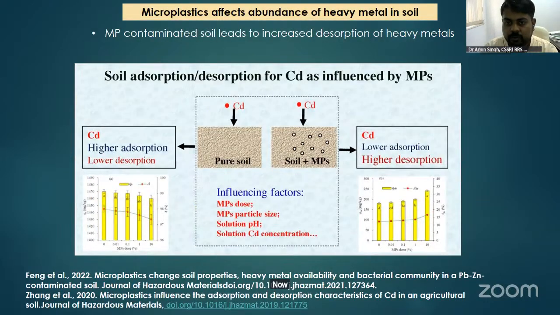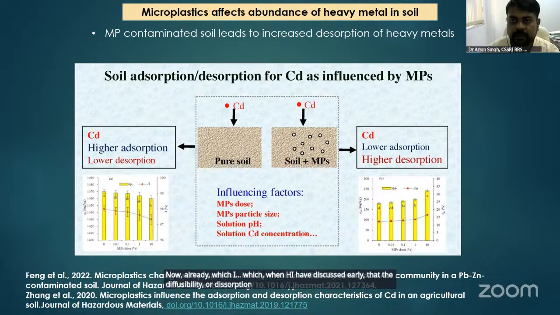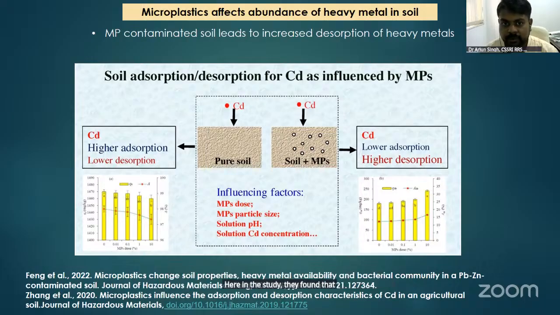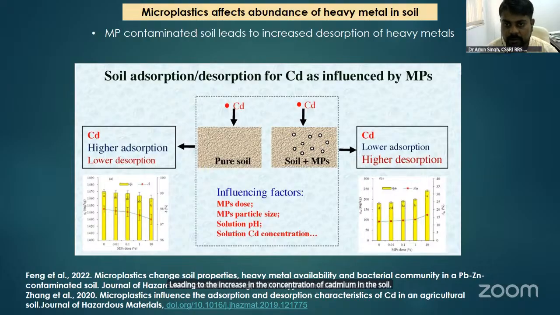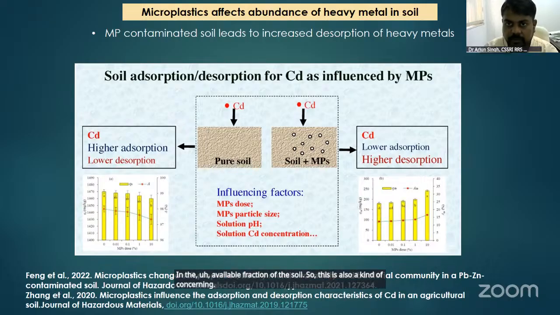Now, as I have discussed earlier, the diffusibility or desorption of heavy metals or any kind of pollutants is directly correlated with the concentration of microplastics. In this study, they found that in pure soil, the absorption of heavy metal was more. But whenever microplastic buildup was there in the soil, the desorption of heavy metals increased, leading to an increase in the concentration of cadmium in the available fraction of the soil. So this is also a concern for agricultural systems.